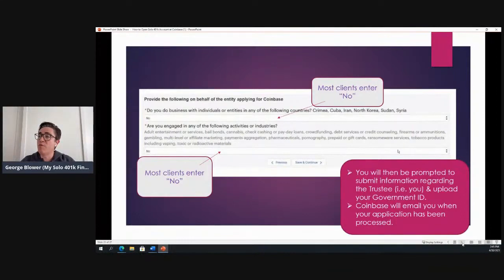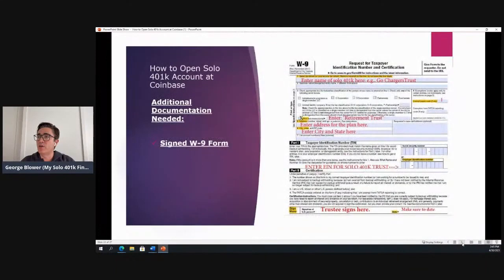You'll then be prompted to submit information regarding the trustee. So remember, that's you, and upload your government ID. Coinbase will then email you when your application has been processed.